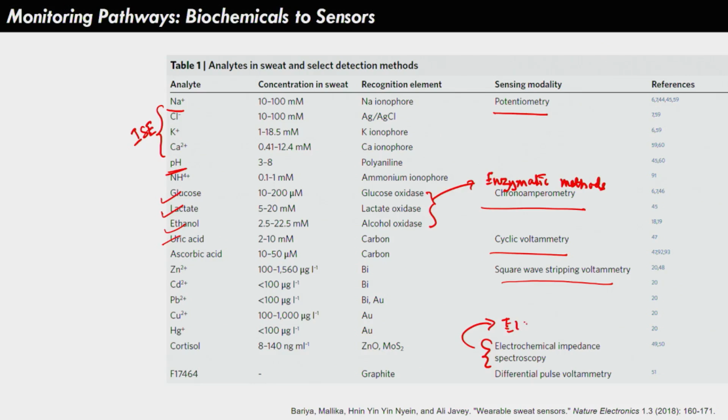So if you want to do, let's say, a label-free detection, then you can also use EIS, electrochemical impedance spectroscopy, where when the target analyte sticks on the surface, the impedance of the electrode changes, and you can use that as a measure of concentration depending upon the impedance.